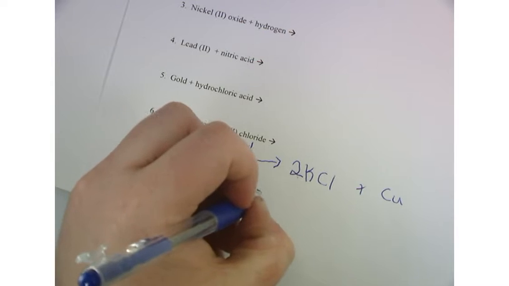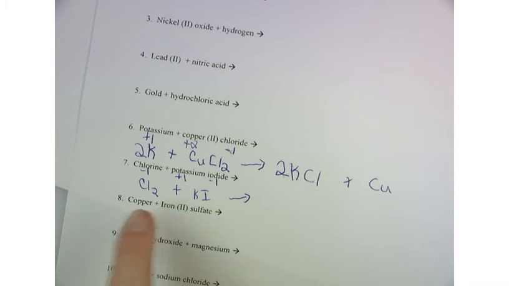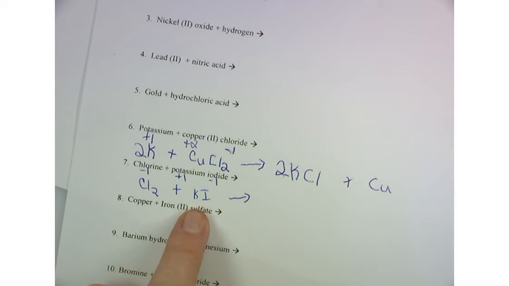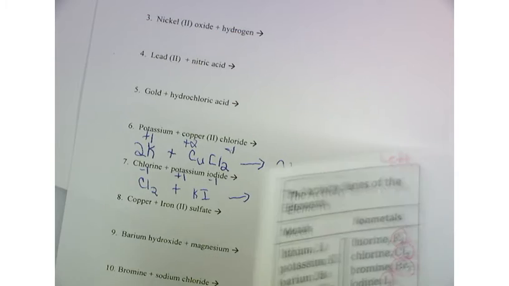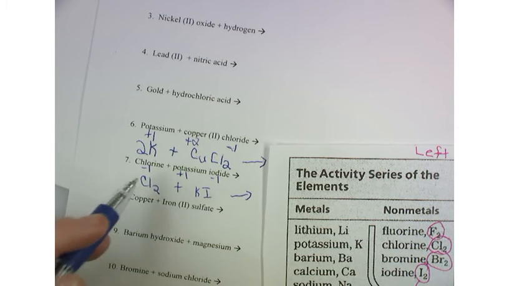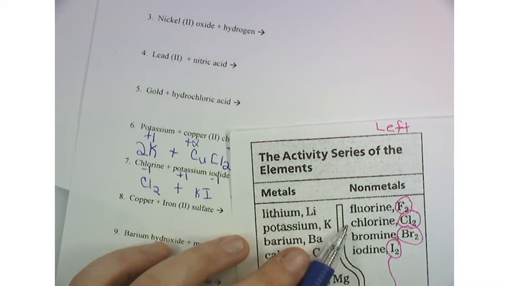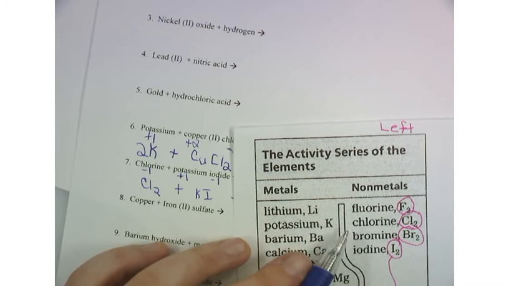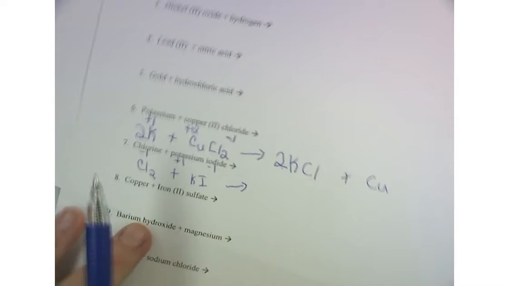goes to, so now this is a little bit different. We have an anion here. So this guy is not going to change places with K. It's actually going to see if it can swap with I. Because cations will always switch places with cations, anions will always switch places with anions. So we check our nonmetal side over here. We need chlorine to be above iodine, and it is. So chlorine is above iodine. That means this reaction will happen.